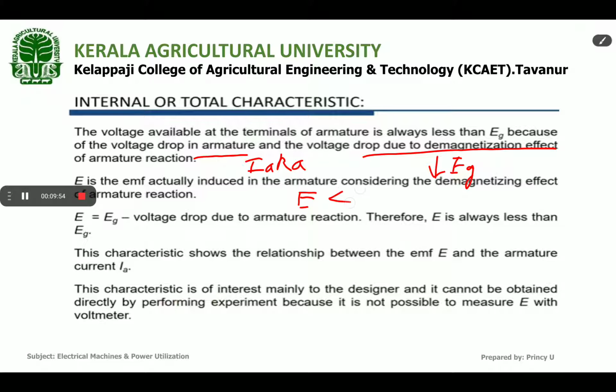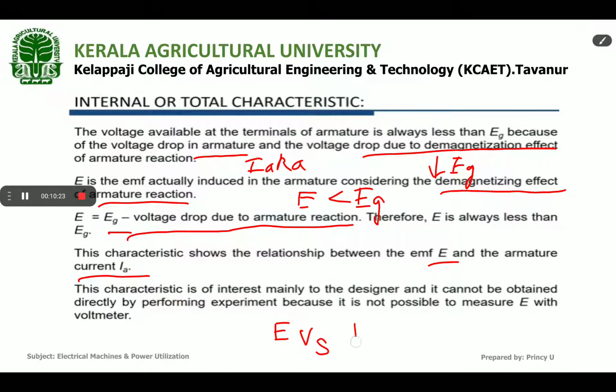So there will be some voltage E, which is less than Eg. Okay, so E is the EMF induced in the armature considering the demagnetizing effect of armature reaction. So E is Eg minus voltage drop due to armature reaction. So therefore E is always less than Eg. This characteristic shows the relationship between the EMF E and armature current Ia. So E versus Ia is internal characteristics or total characteristics.